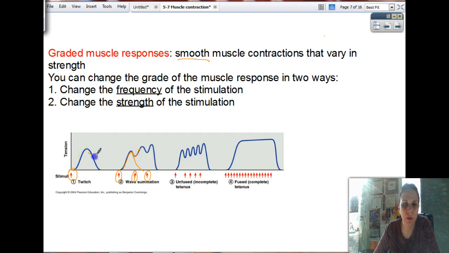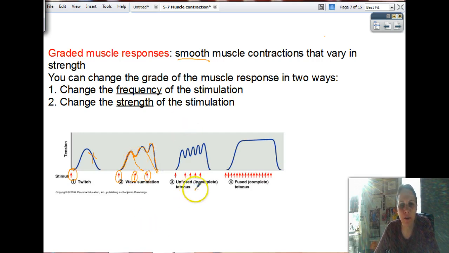Now, I said that there's no contraction during the relaxation period. No, I guess that wasn't entirely true because, yeah, you can do a little bit. The only problem is it's not going to be as big of a contraction. So this is called a wave summation, and so it contracts, and then before it gets a chance to go back down, I stimulate again, so it goes up, and then it wants to go back down, but I stimulate it again, it goes up, and then eventually I leave it alone and it goes back down.